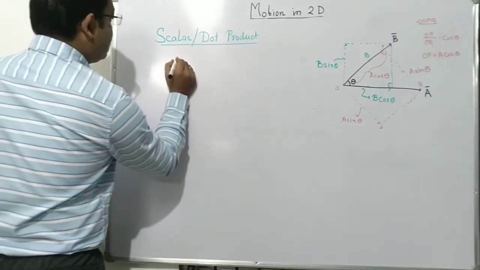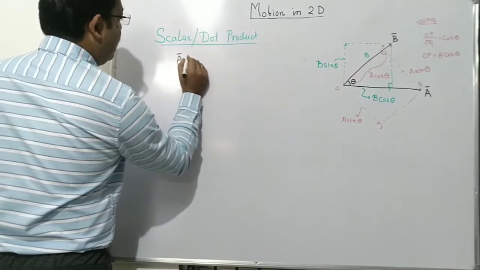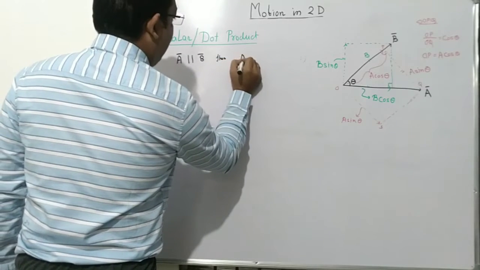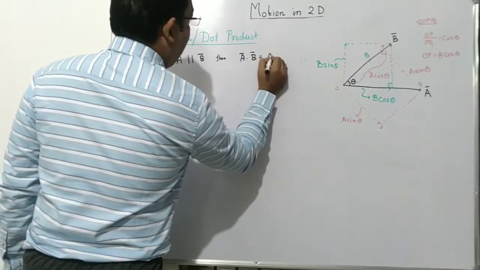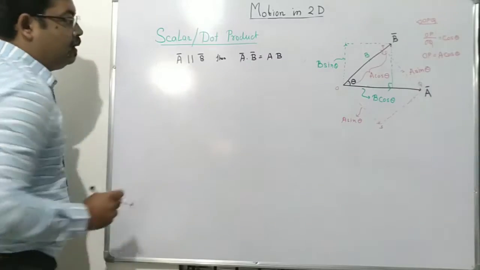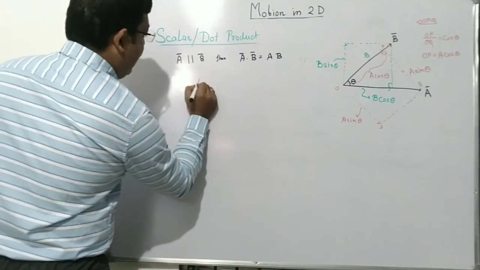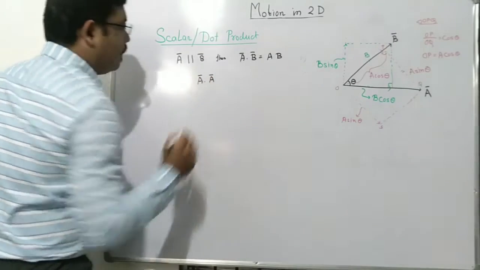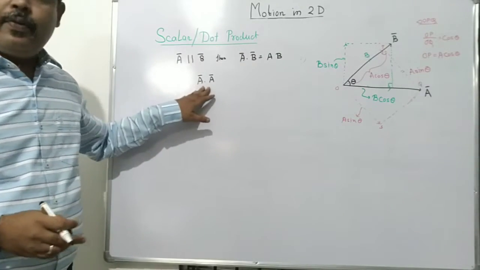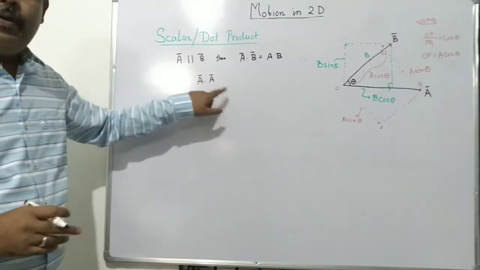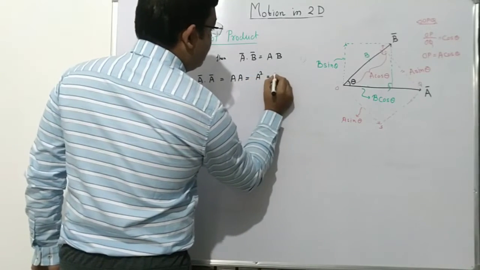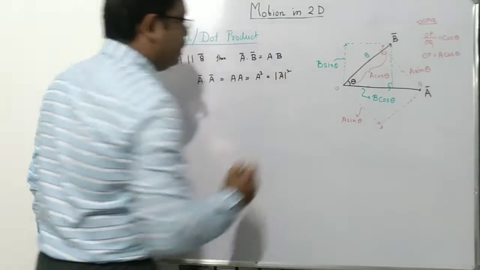So we say property number 4 was: if A is parallel to B, then A dot B is simply A into B. Now, if I take the dot product of a vector with itself, that is A dot A, clearly these two vectors have to be parallel because their magnitudes are equal and they are in the same direction, since both are vector A. So we simply have A into A, that is A squared, which is nothing but the modulus of vector A squared. Clear?